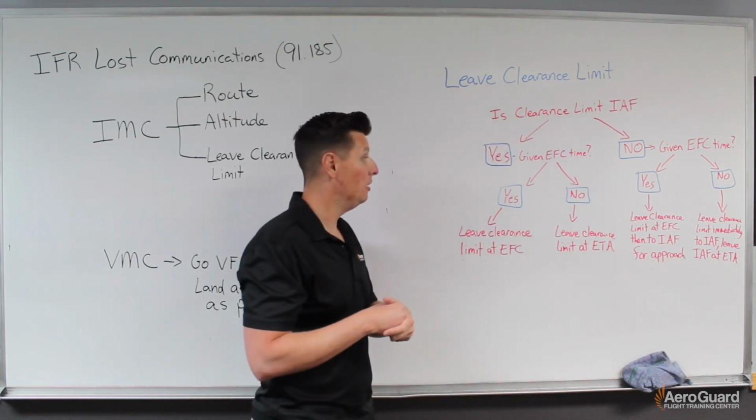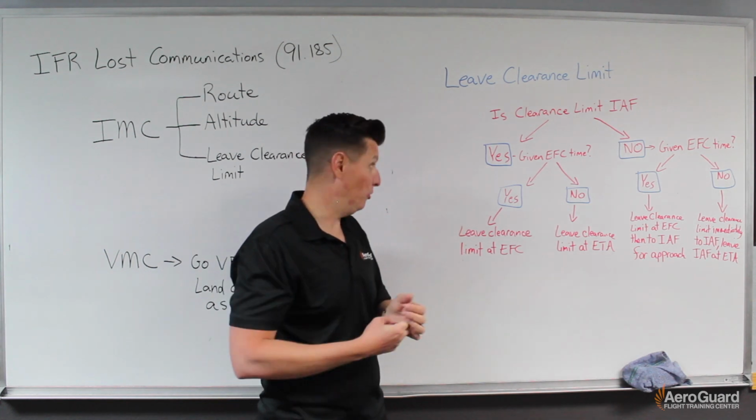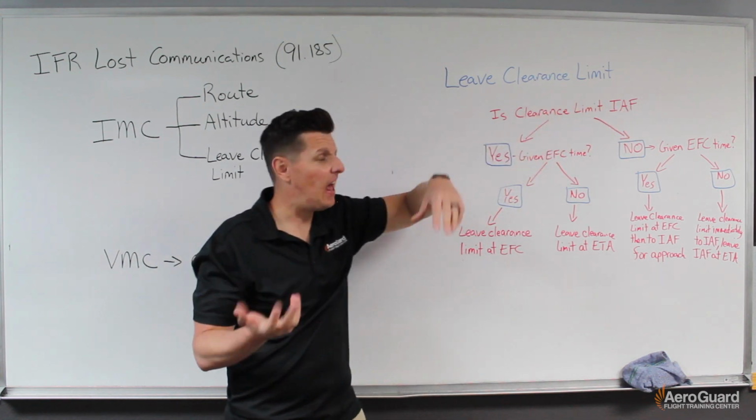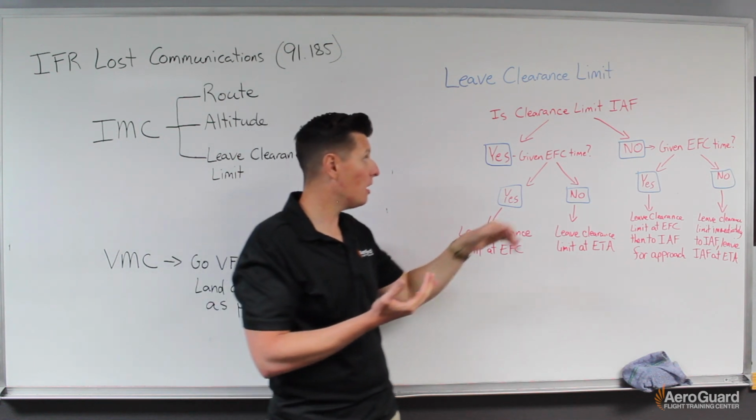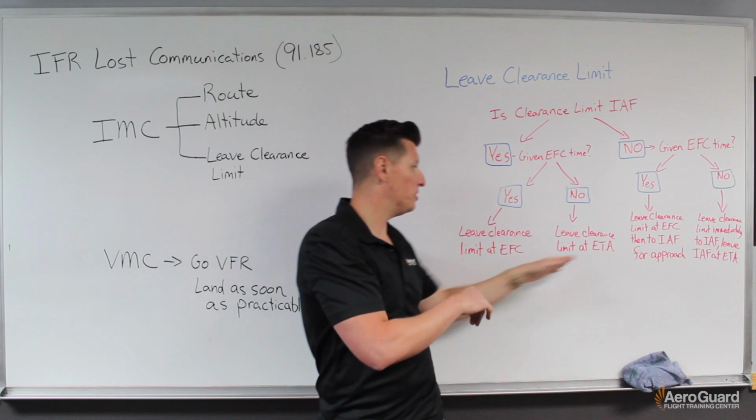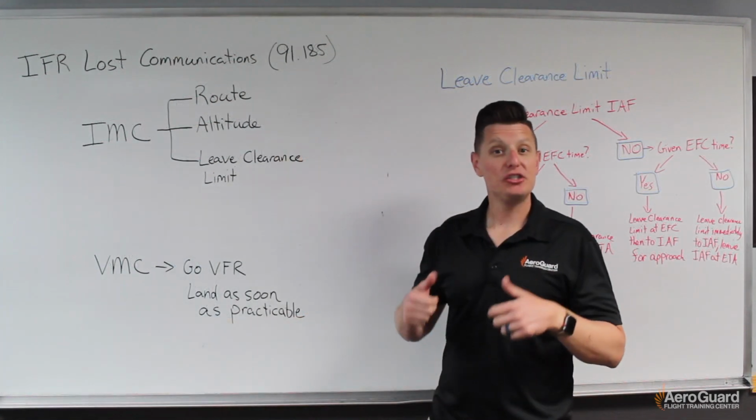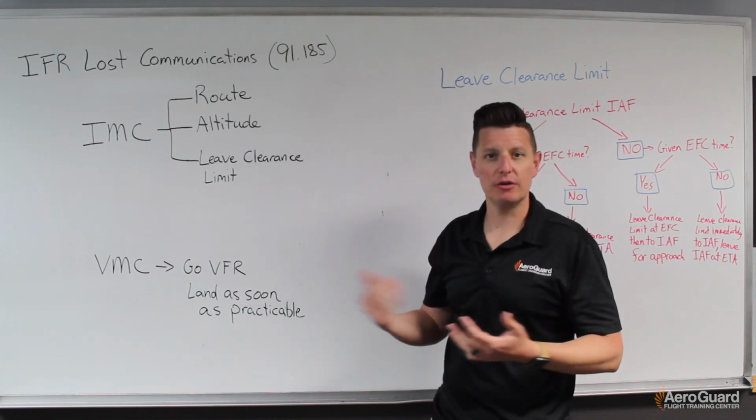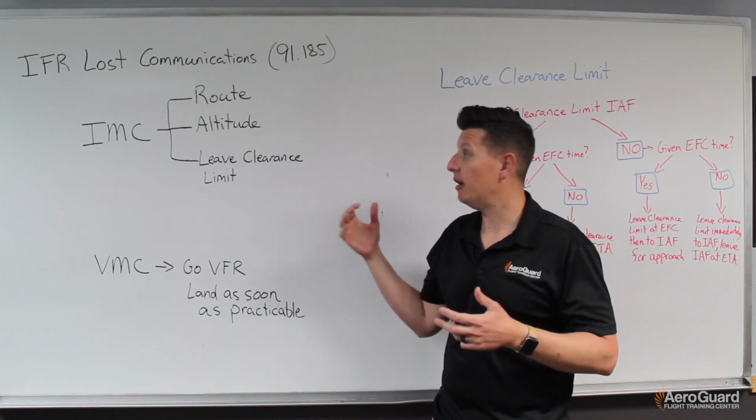So that's the plan all the way through. It's based on really two variables: if the clearance limit is an initial approach fix, and if we have an expect further clearance time. Those two questions are the two pieces that are going to direct you as to which of these four will be the solution. Okay, guys, so hopefully this has been helpful as we talked about the basic structure of this regulation for dealing with a lost communication scenario in IMC.